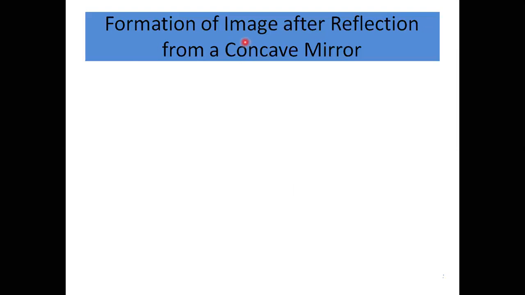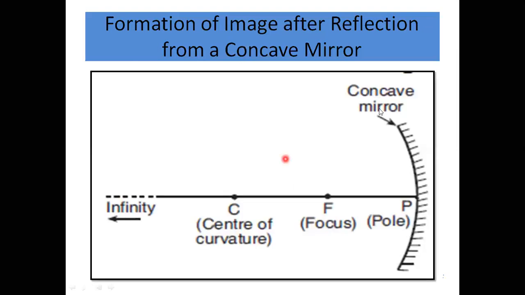These six positions can be explained by this basic diagram. Here you can see this concave mirror with principal axis, center of curvature C, focus F, and pole P. We are going to denote our object with the help of an arrow. This is our object, and we are going to analyze where and how the image is being formed. If this position changes, the image formation will also change.